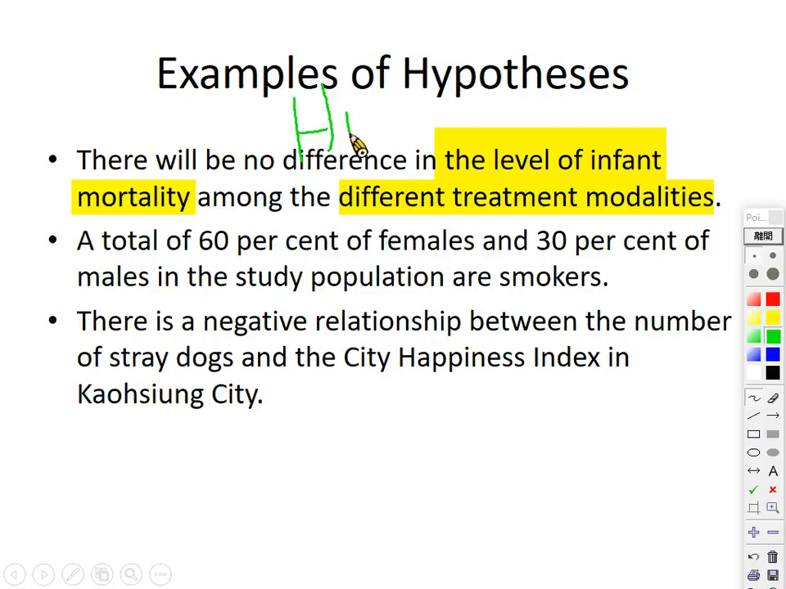So can anyone here tell me what the alternate hypothesis for this one is? The alternate hypothesis for this one? There will be a difference. Thank you very much. There will be a difference in the level of infant mortality among the different treatment modalities. Very simple, right? So you just take away no, then there is difference. You can combine no and yes, then there is the complete wholeness. Very simple.